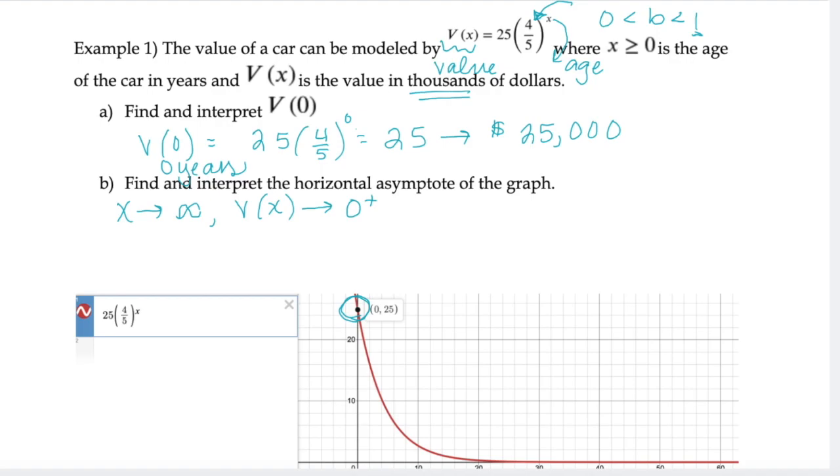So the value of our car is approaching 0 from the top, but it's never going to actually reach a value of $0.